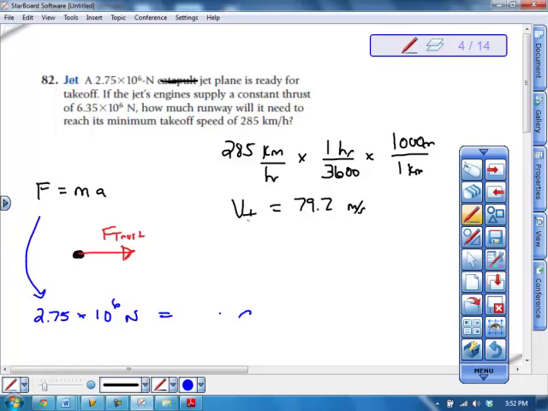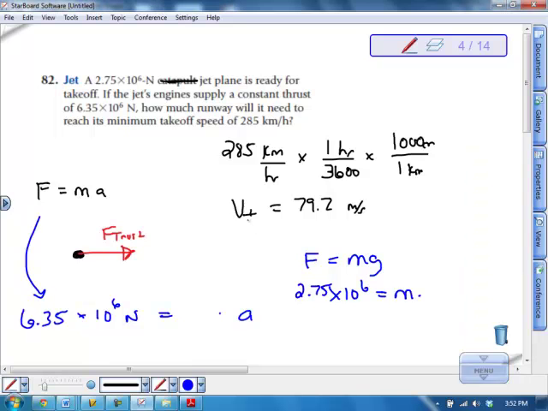So acceleration is what I want to figure out. I don't know the mass yet. Whoops, I'm sorry, it's 6.35 for the thrust. I don't know the mass yet, but I could find that because I know the force from weight. Weight is equal to mg. And they gave me the force for weight. They gave me that as 2.75 times 10 to the 6th. They didn't give me the mass. They gave me the weight.